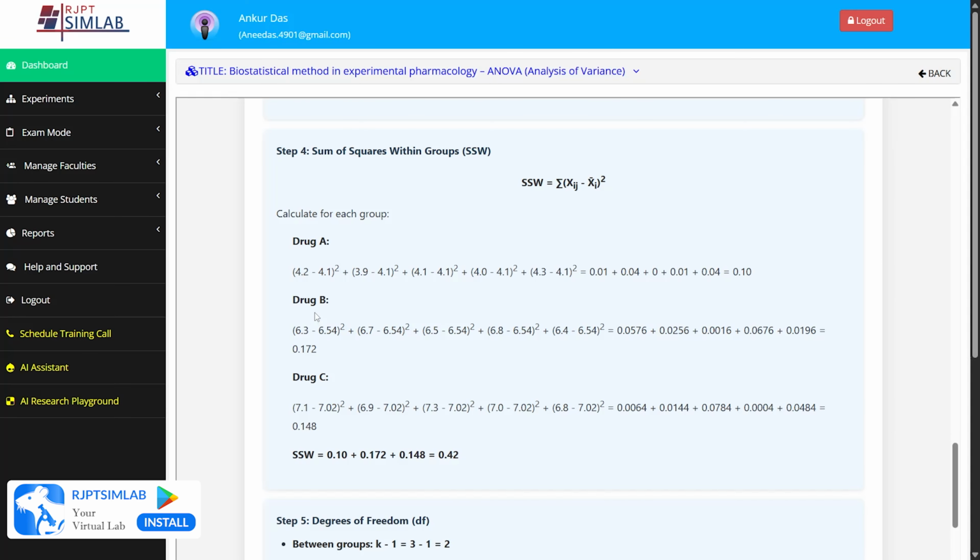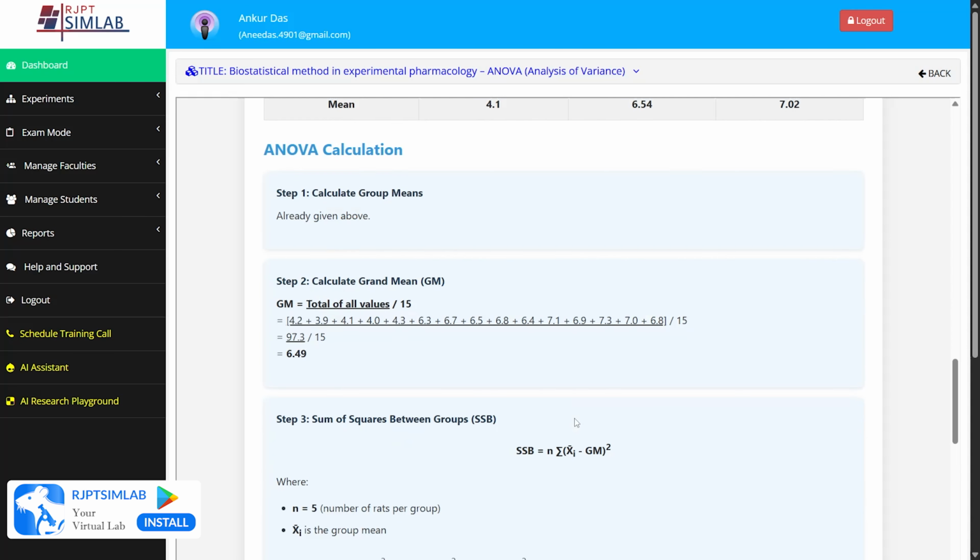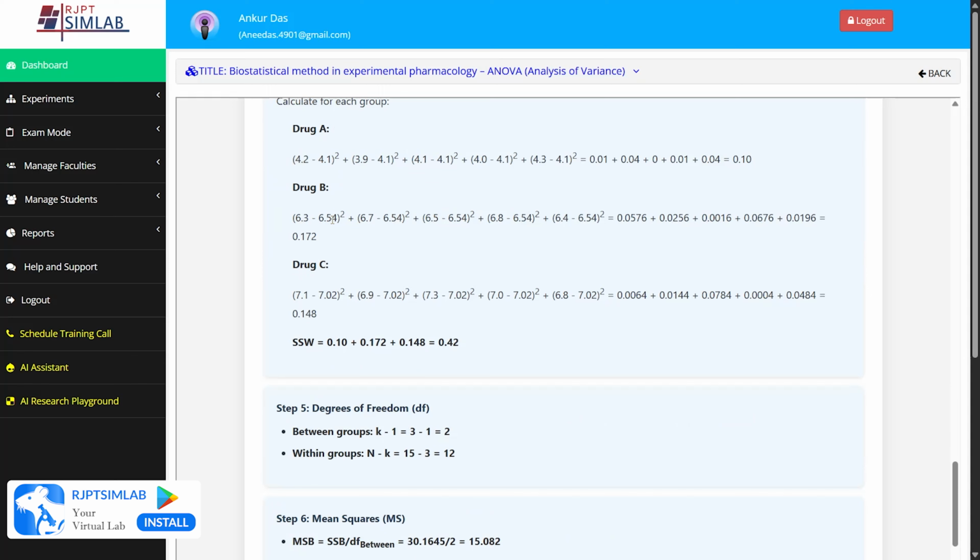Similarly, we will perform this for group 2, the drug B group. We put the initial value 6.3 as the first value and subtract the mean of the group, 6.54, and take the whole square. Similarly, we put in all the values and have got the answer 0.172. And similarly, we perform this for the third group: the initial value minus the mean of the group and its whole square. We have got the value for the third group as 0.148.